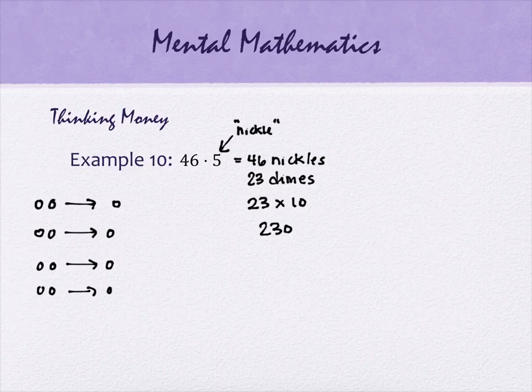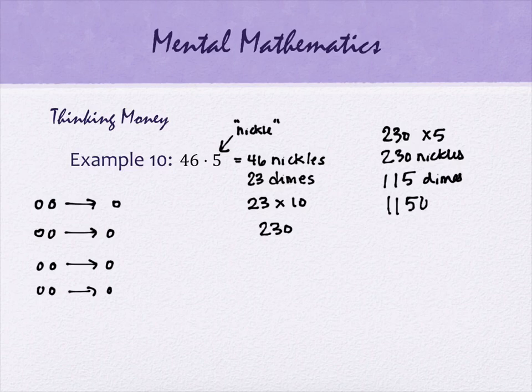230 nickels, right, 230, say, times 5. Well, this would be 230 nickels. And I would half it. Well, that's 115 dimes. And 115 dimes would be 115, and then I tack a 0 on the end. Does that make sense? So that's thinking money with times 5s.